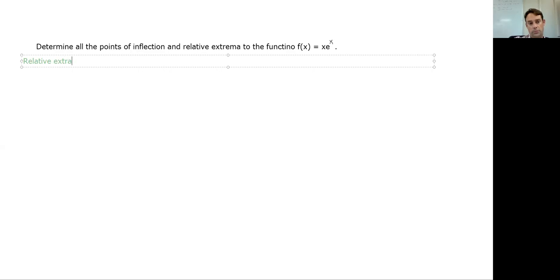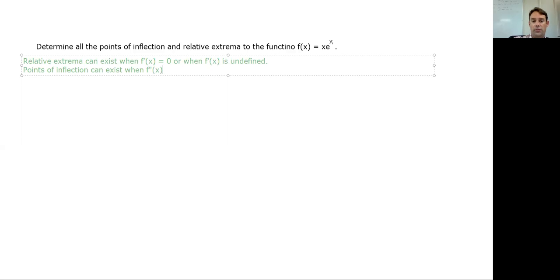Relative extrema can exist when f prime of x equals 0 or when f prime of x is undefined. Points of inflection can exist when f double prime of x equals 0 or when f double prime of x is undefined. All right, so I gave myself permission that I'm going to go ahead and play with the first and second derivative and what I'm going to do with it. So now we can go ahead and do that and see what we find here.